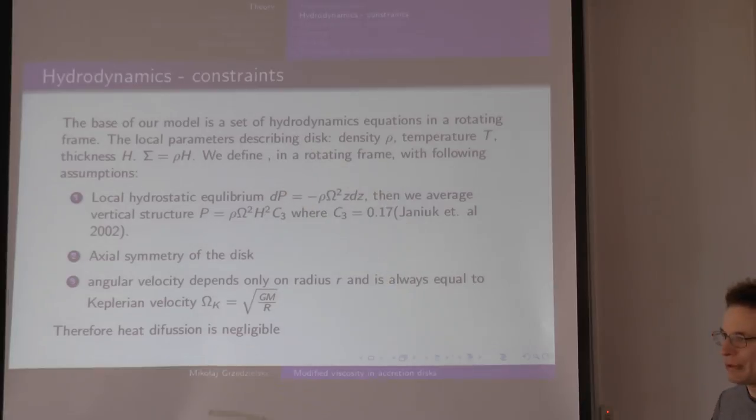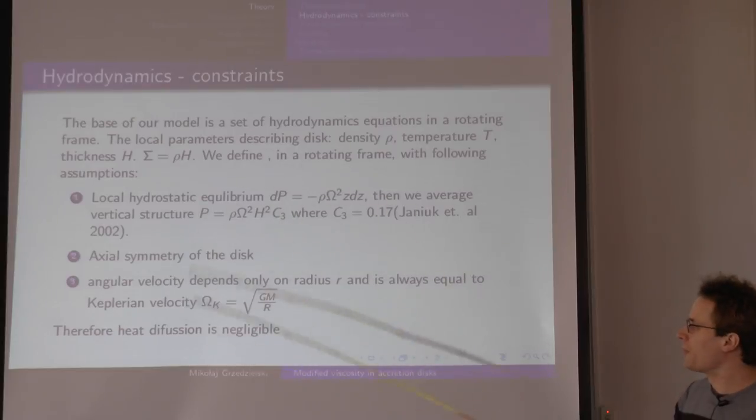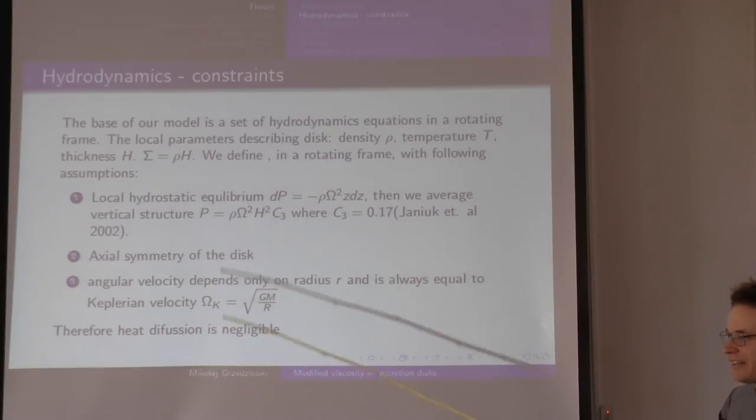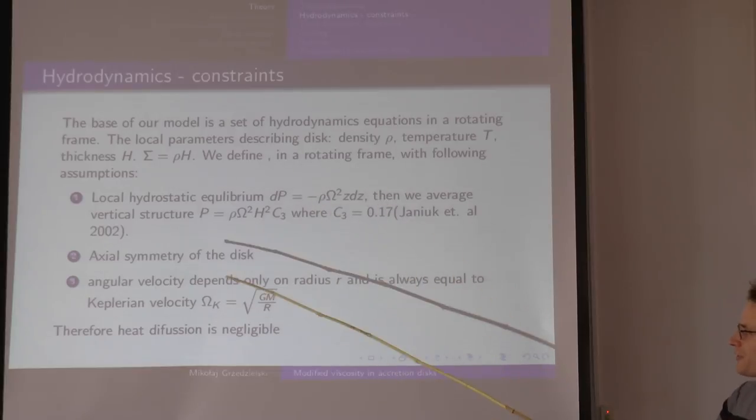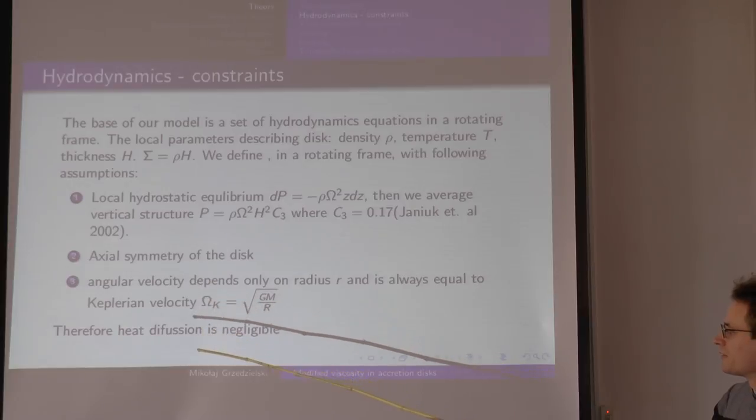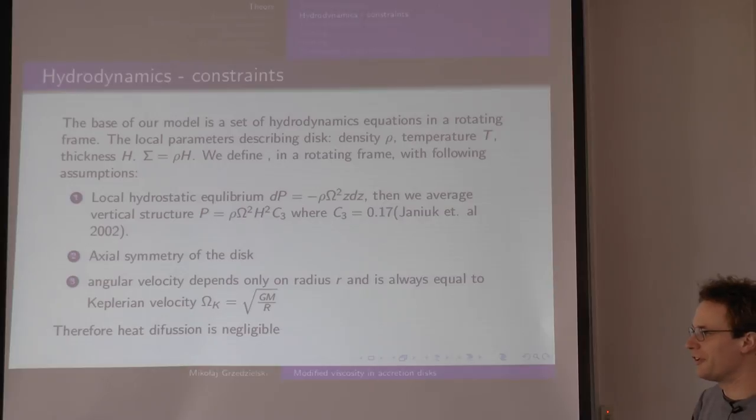This slide is very important because if somebody has a question why the equations on the next slide are like that, there are the assumptions. This equation of state is for the disk, not for the star. So we have a black hole plus a disk, and the disk consists of gas plus radiation. There is radiation pressure.